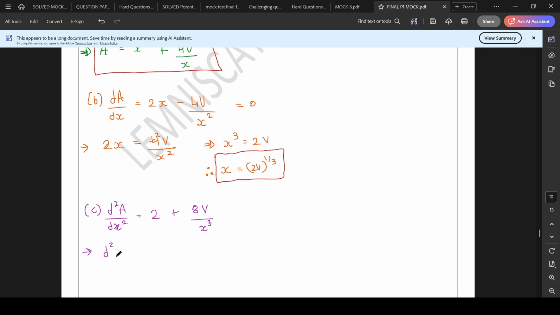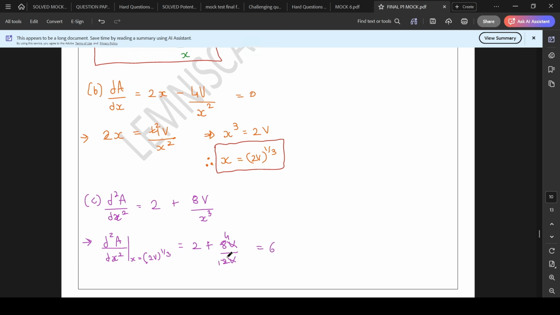Now I need to know whether d2A/dx2 at x equal to the stationary value, 2v to the power of 1/3, is positive or negative. If I put x as 2v to the power of 1/3, this 1/3 and 3 will cancel out. So I'll be getting 2 plus 8v by 2v. V cancels out. 2 fours are 8, so this is 1, this is 4. 4 plus 2 is 6.